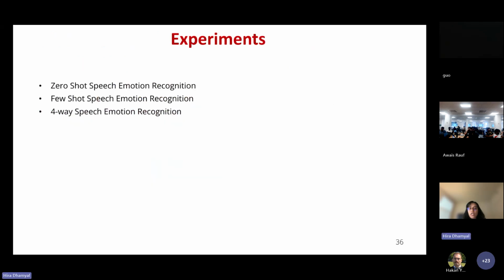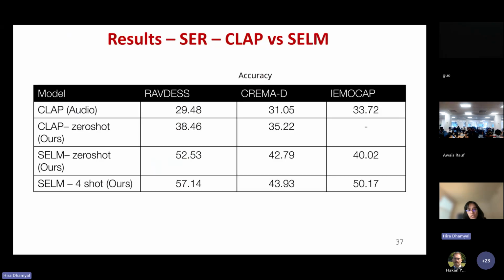Once we have this model trained, we perform speech emotion recognition, zero shot, few shot, and just 4-way emotion recognition. And these are the results that we get. So what you're seeing here is we have the CLAP model, the CLAP 4D model, which is just trained on an audio captioning dataset. So let's focus just on the RAVDESS dataset that we have been seeing, the first column here. So CLAP gives us this performance, 29.48.